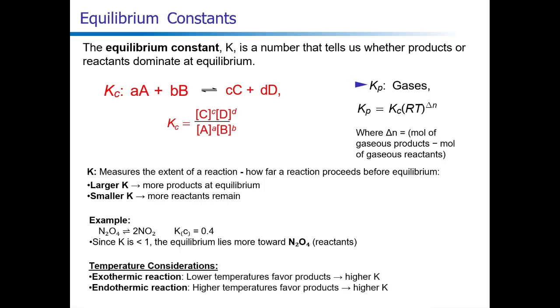Temperature can also affect the equilibrium constants. For exothermic reactions, decreasing the temperature increases K. It favors product formation, whereas for endothermic reactions, increasing temperature increases K, again favoring products.